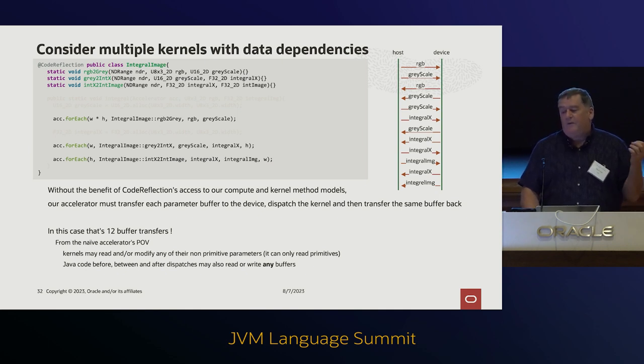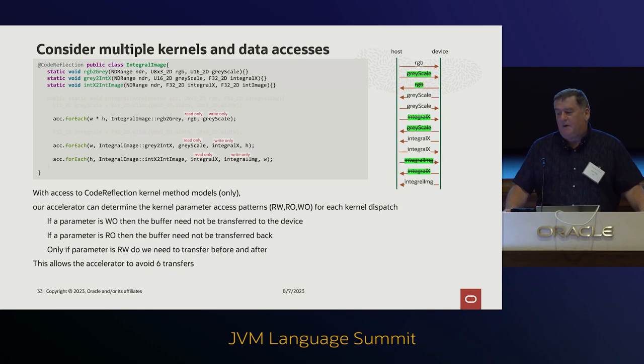Just through code reflection, actually looking inside the kernels and proving that a particular buffer is read or written to by a particular kernel, we can start knocking off transfers. We know we don't need them because they're not consumed by the kernel, or the kernel hasn't modified it, so we don't have to bring it back from the device. These are all optimizations we can make just by looking at the code that's inside the compute.